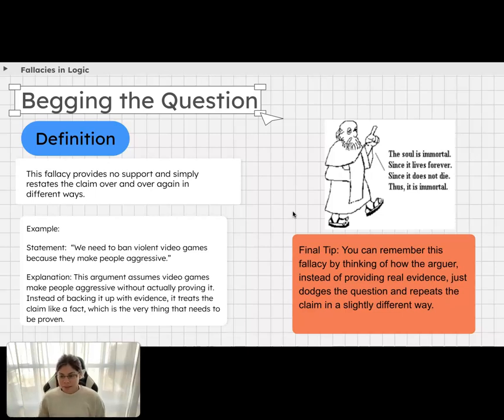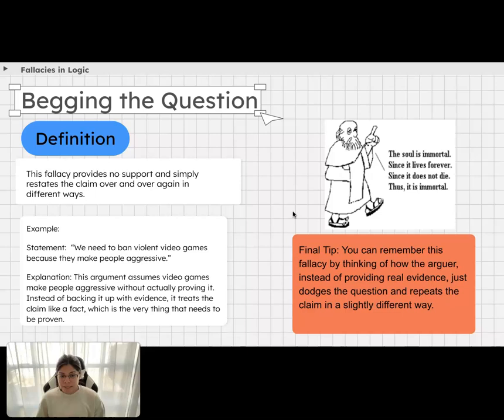Now, let's clear up a common misconception. Begging the question versus circular reasoning, because this may kind of sound the same. Circular reasoning is another fallacy that people usually confuse with begging the question and vice versa. So begging the question happens when an argument assumes that the conclusion is true without providing real support. It hides the assumption rather than making it obvious. So an example would be, we should trust the news because journalists always report the truth. This argument assumes that journalists are truthful without necessarily proving it.